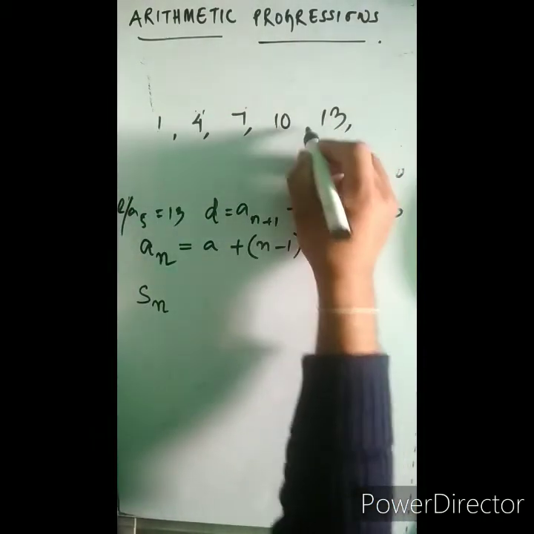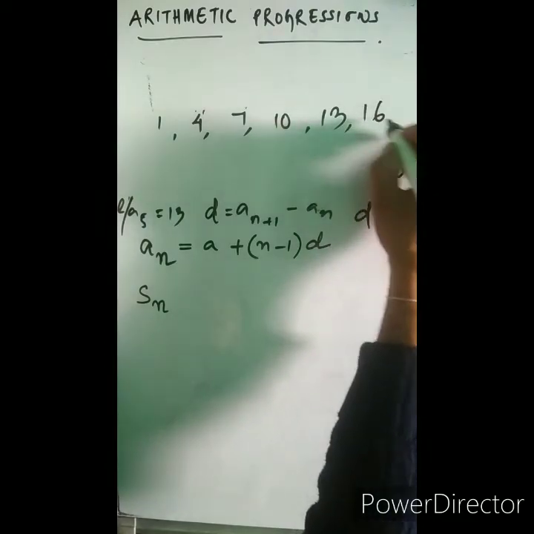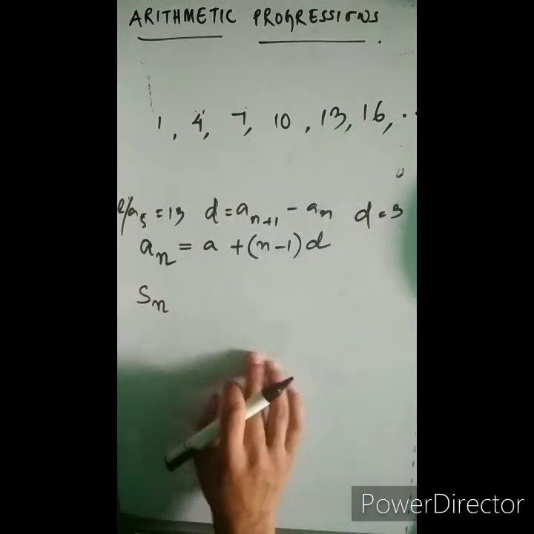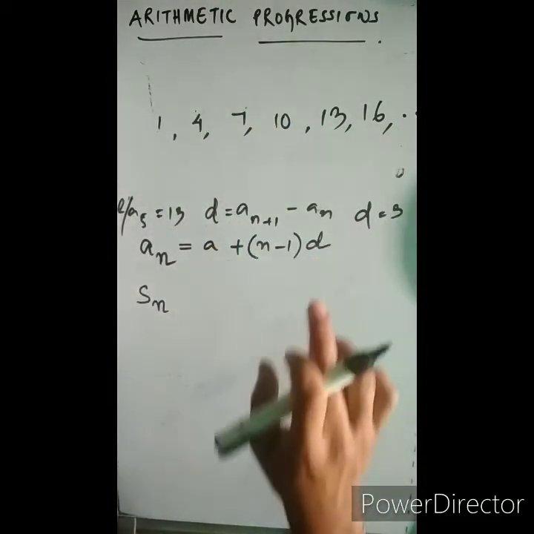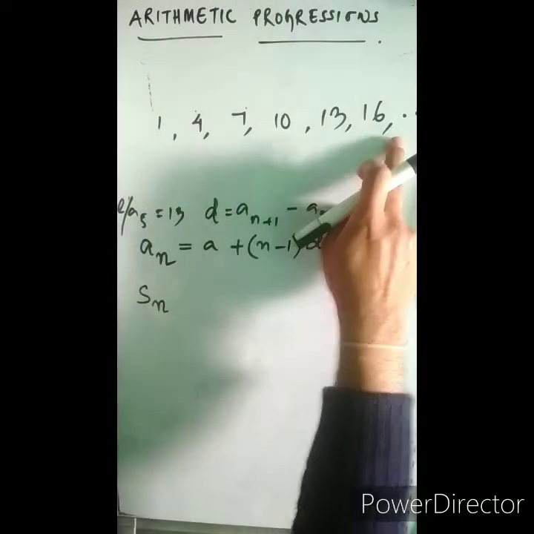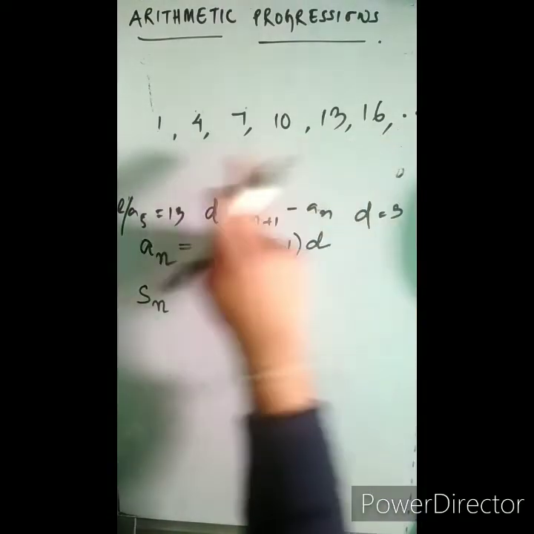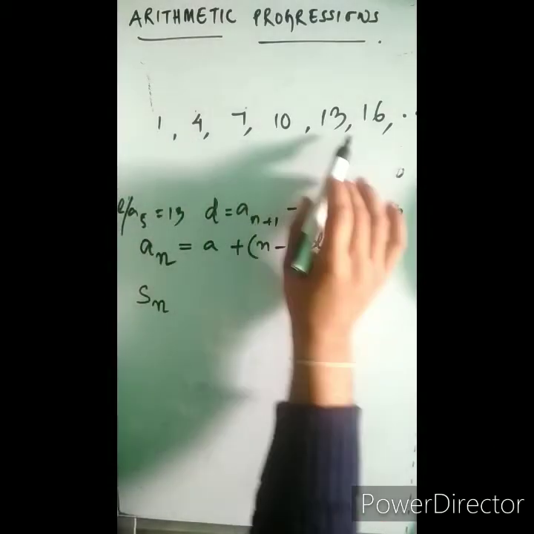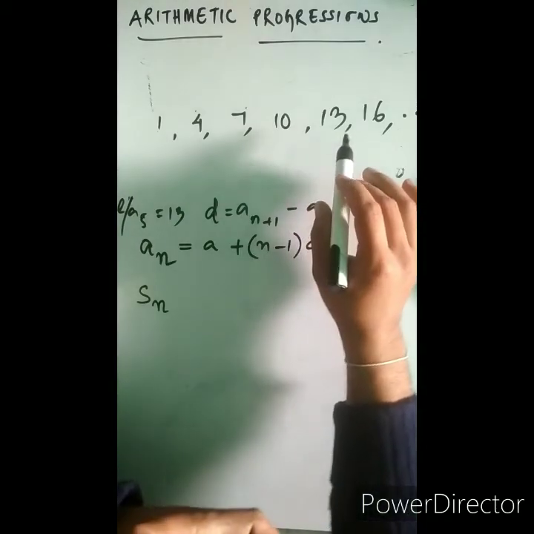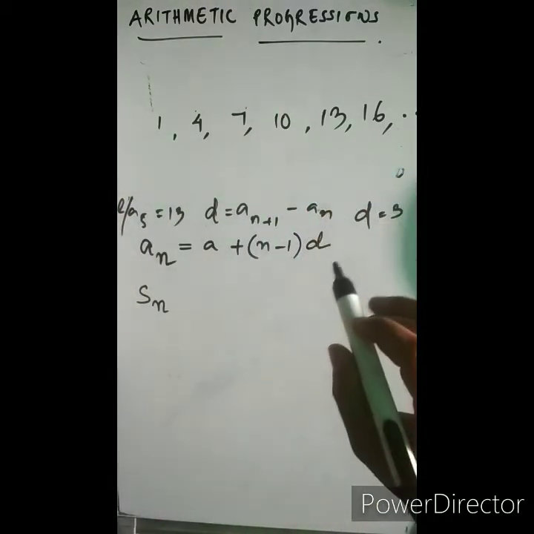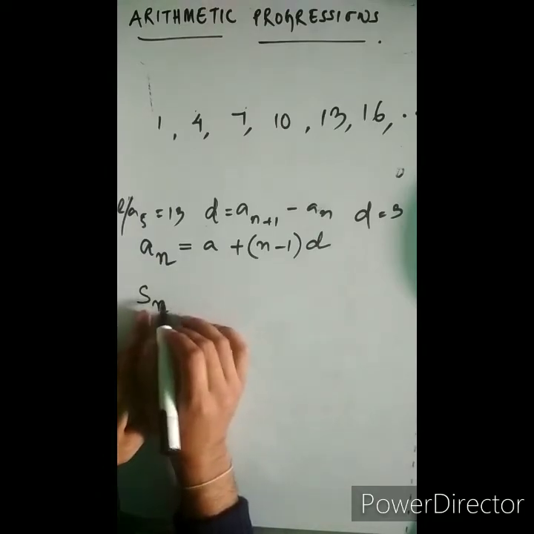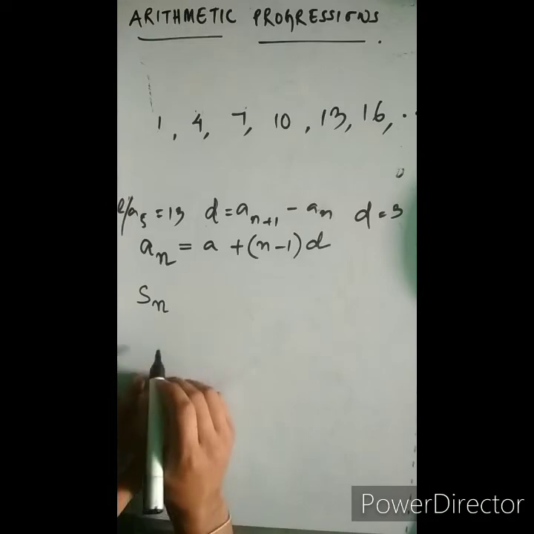You can take so many terms. Let me write here, next will be 16 and so on. The AP that I write here is now an infinite AP, because there are indefinite number of terms. So it becomes an infinite arithmetic progression. So now let me tell you what is Sn first.